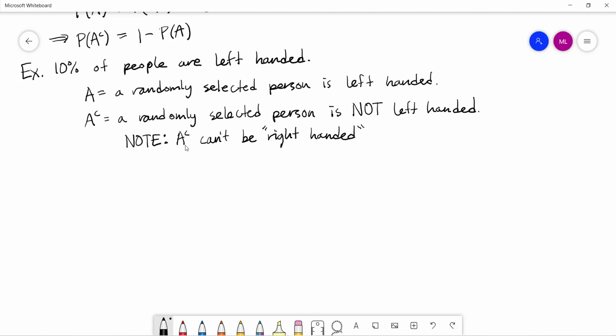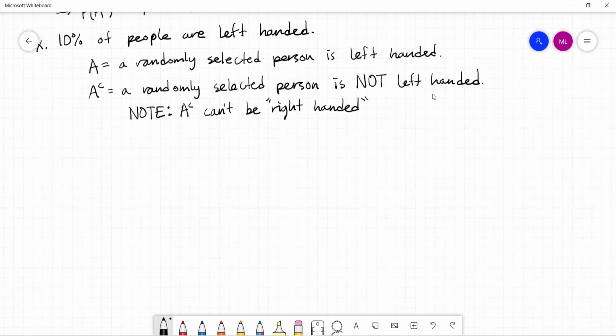So keep that in mind. The complements have to cover 100% of possible cases. I can't have left-handed and right-handed because that excludes a small percentage of people that don't fit either of those two categories. And we need it to add up to 100% of all possible cases. So in this case, we are keeping it as left-handed versus not left-handed. Not left-handed is sort of a blanket statement that covers people who are right-handed, ambidextrous, missing hands, whatever the case may be. So keep that in mind.